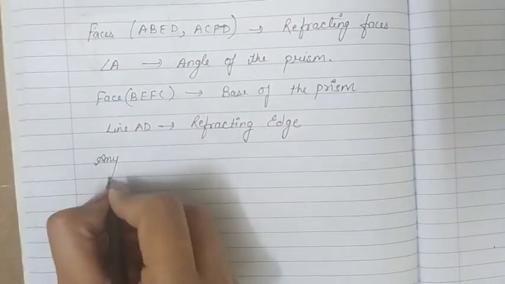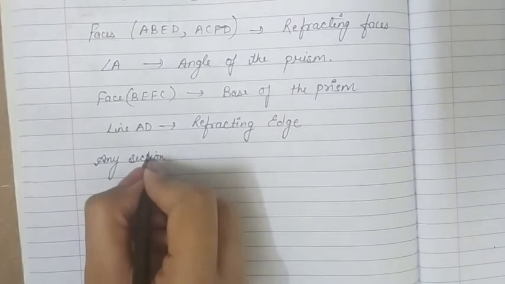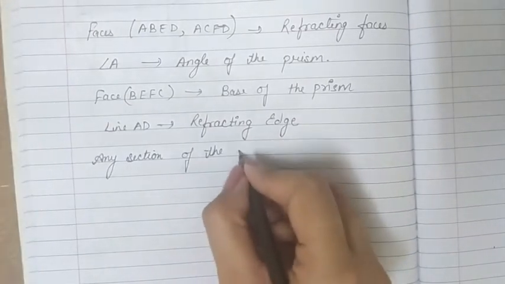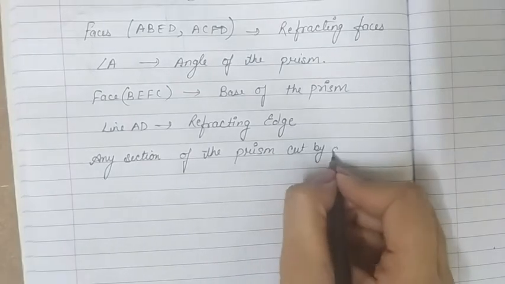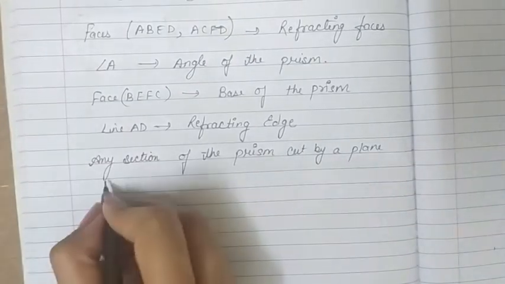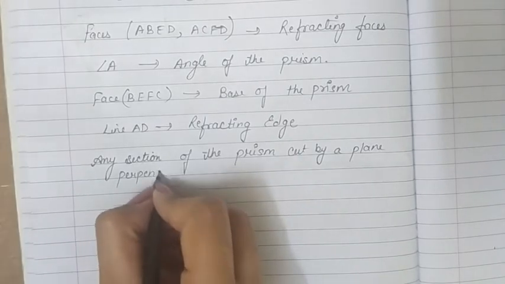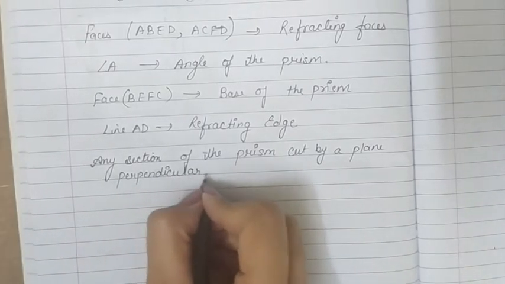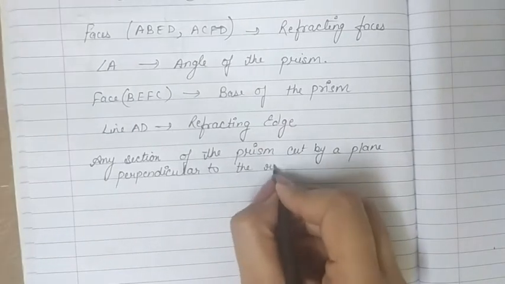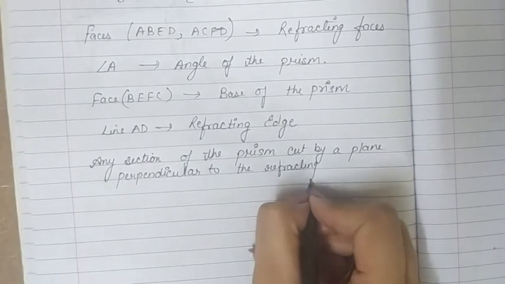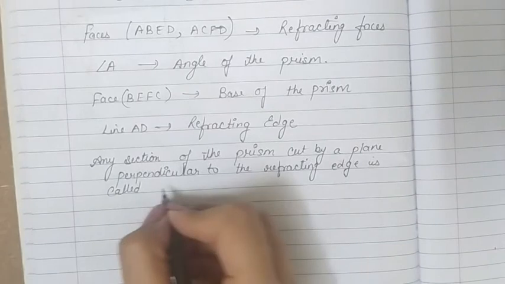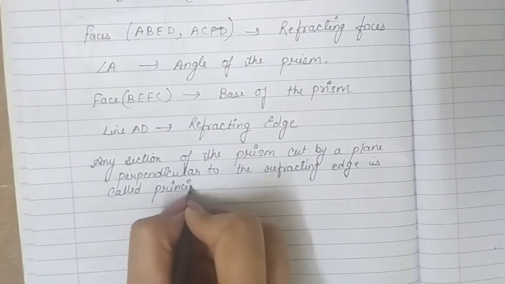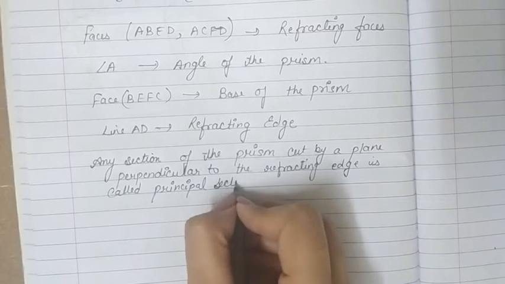So we can define the principal section as any section of the prism cut by a plane perpendicular to the refracting edge is called the principal section of the prism. So this is all about the prism.